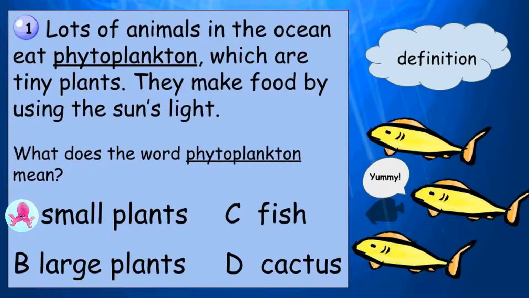In this sentence, the word phytoplankton is used, but right after the word, it gives an example or a definition of what phytoplankton means. It says that they are tiny plants. Another word for tiny is small, so in this example, phytoplankton are small plants.